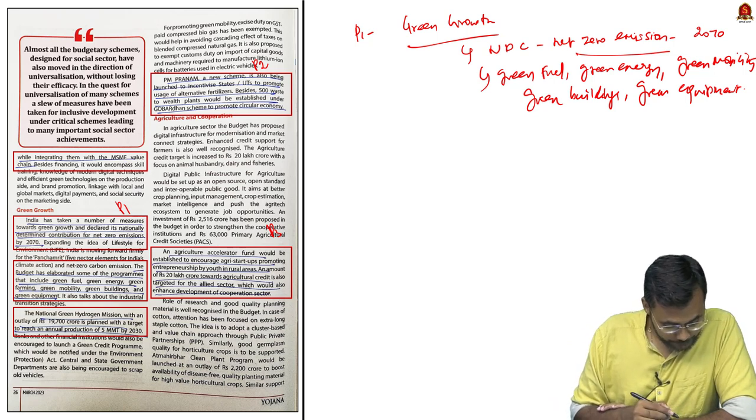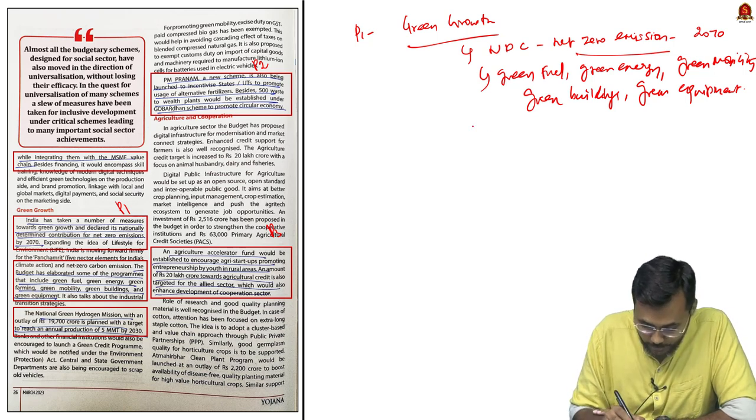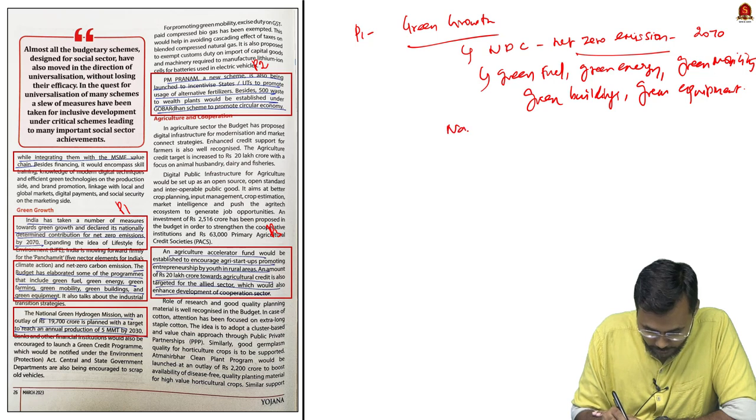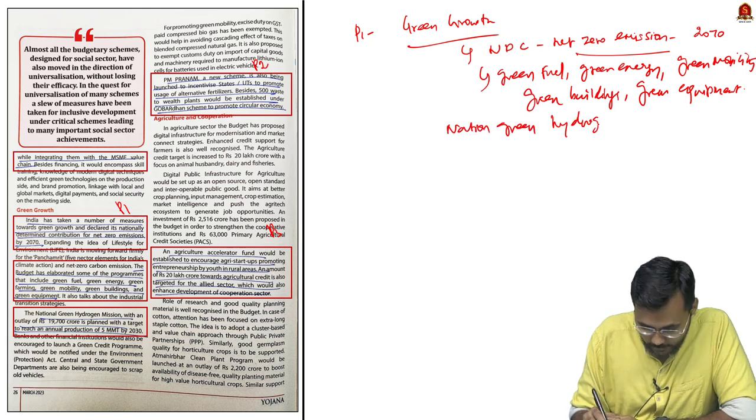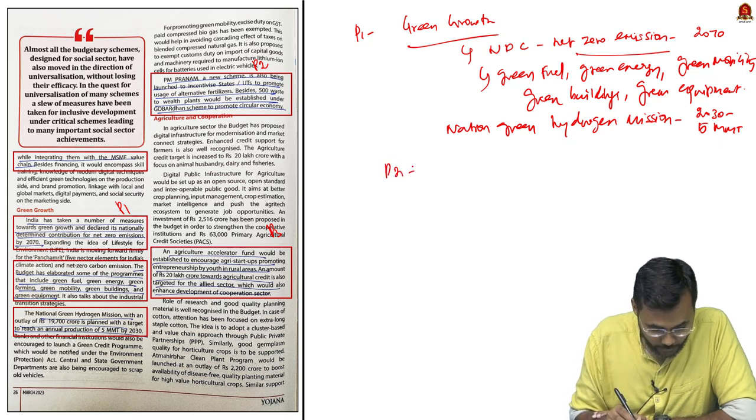And also they have given this National Green Hydrogen Mission by 2030. Annual production needs to be reached by the National Green Hydrogen Mission. It's a new form of energy source, and there's a target by 2030 to reach 5 million metric tons. Okay.